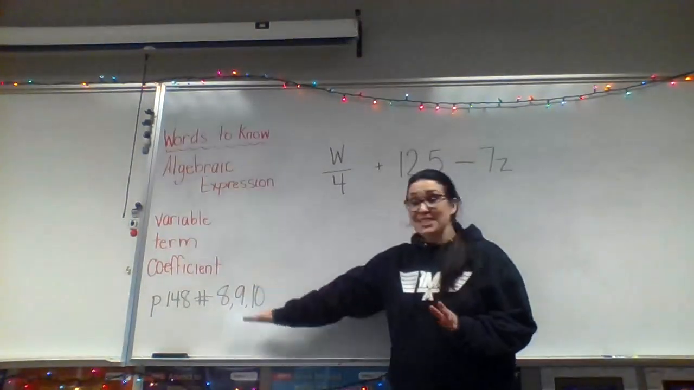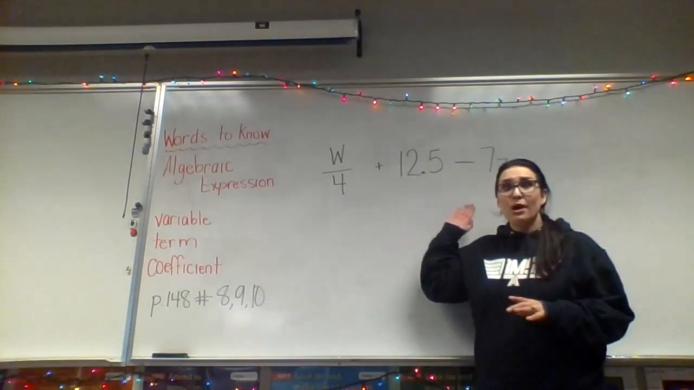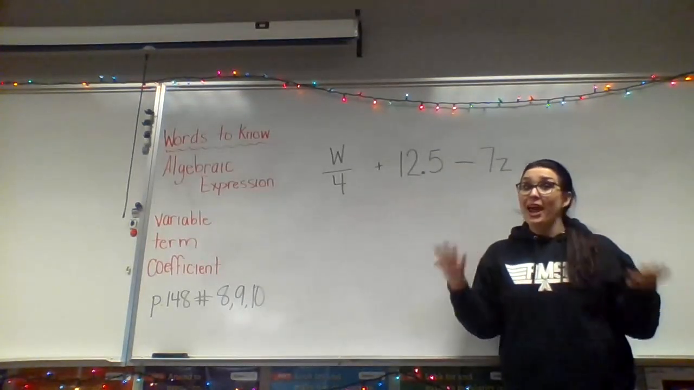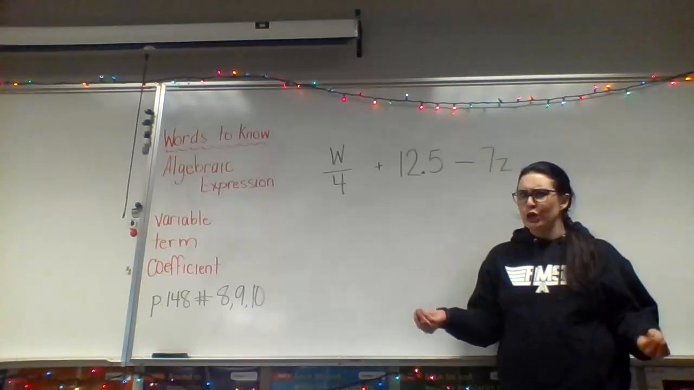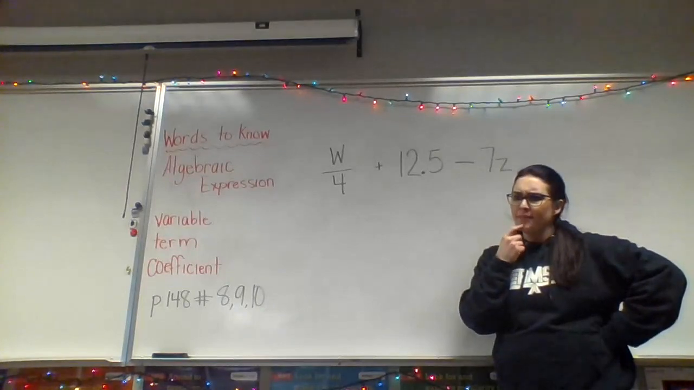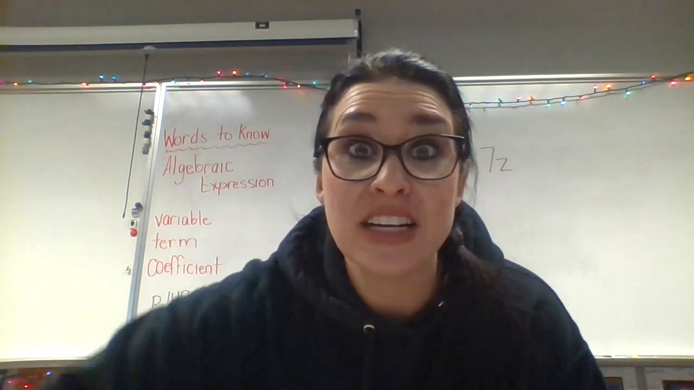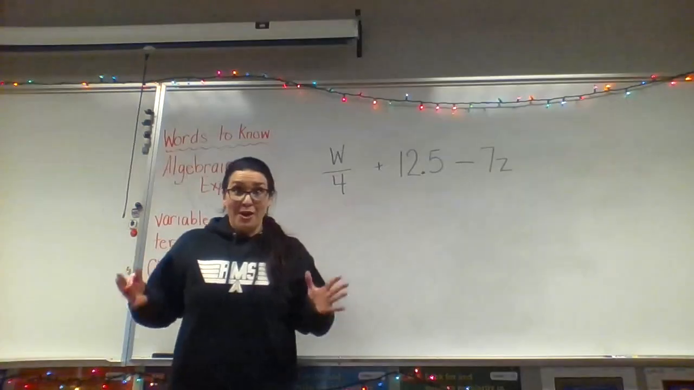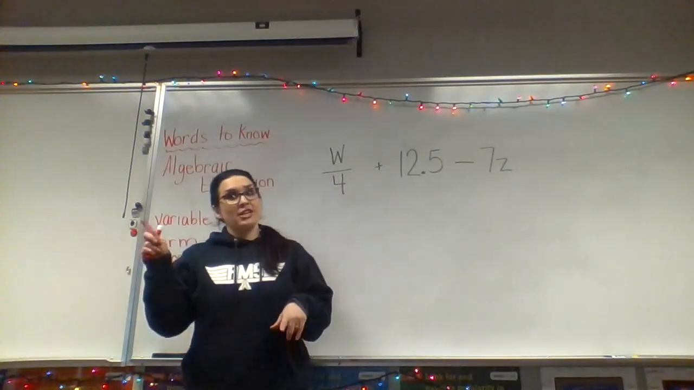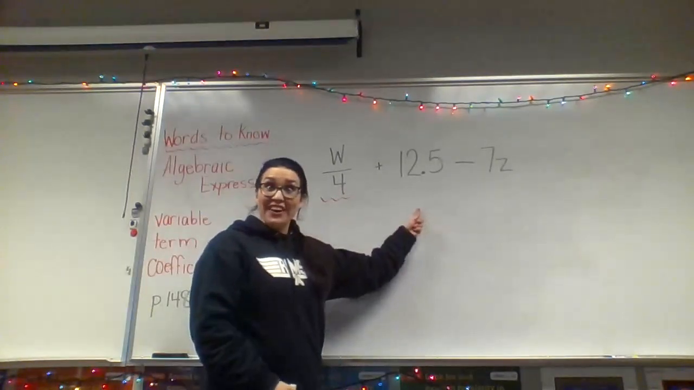All right, so our next ones, we're going to look still at page 148, 8, 9, and 10. And all 3 of those problems are talking about this algebraic expression right here. Number 8 is asking us, how many terms do we have in this expression? Well, let's think. What does a term mean again? Terms are parts of our algebraic expressions that are separated by either an addition sign or a subtraction sign. So we're looking for the pieces that are separated by either addition or subtraction, right? So we have 3 terms in this case, my friend. Here's 1, here's 2, and here's 3.